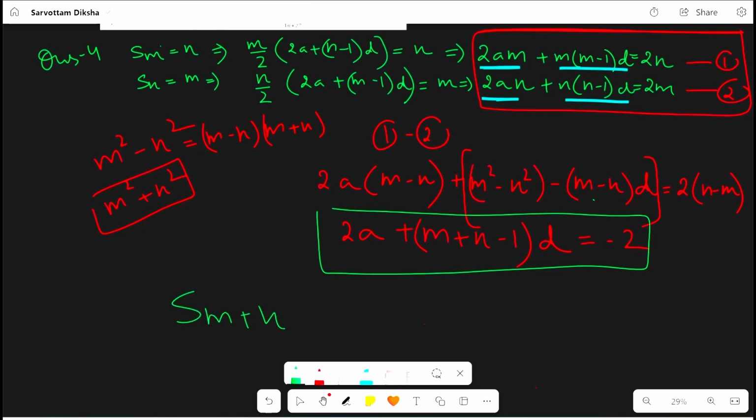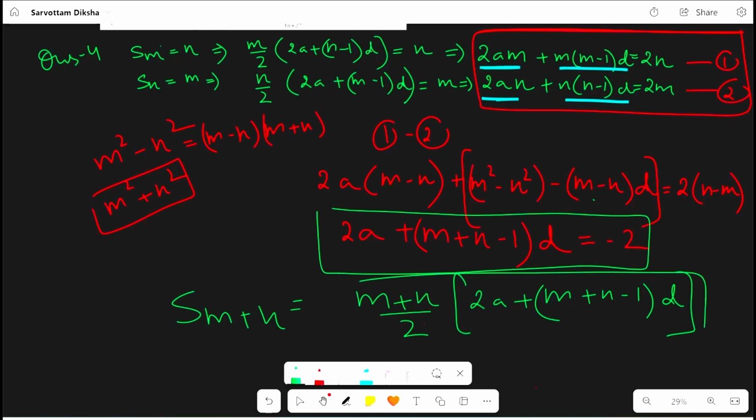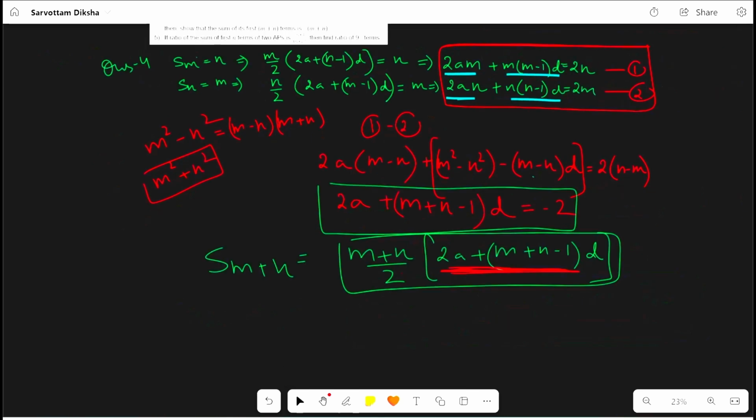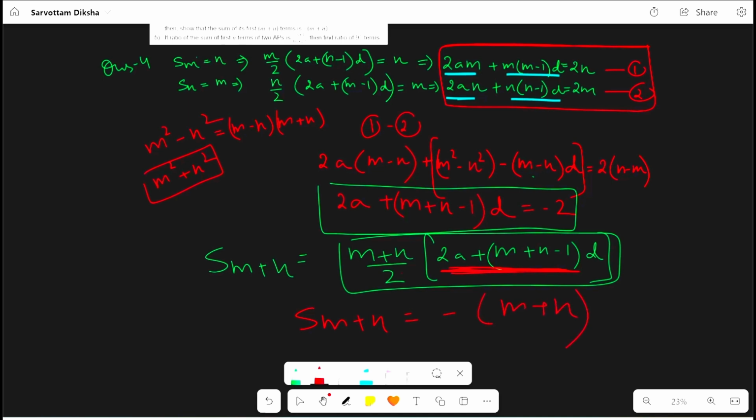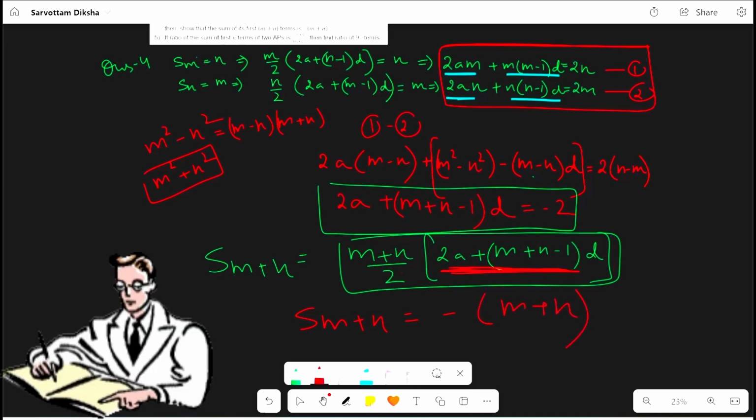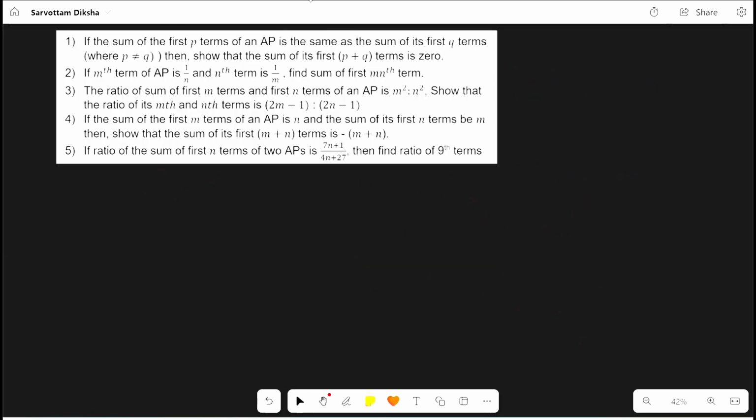S m plus n. And if I put the formula, S m plus n is given by this expression. And what is this? It is nothing but minus 2. I am getting S m plus n is equal to minus m plus n, and this is what I was supposed to prove. What I will suggest, you solve it separately and then match the answers, see my working, okay?